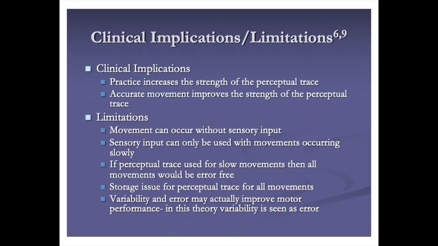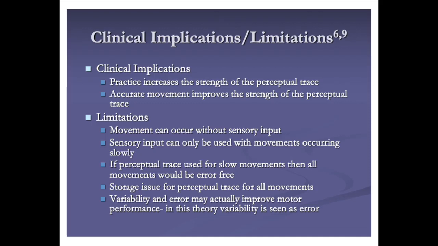If we apply Adam's closed loop theory then to the clinic, some clinical implications. Well, practice is going to increase the strength of that perceptual trace. That trace that you compare your movement to and the sensory input that you're getting, and then you use to update the movement. So with more repetitions, the accuracy of the movement would actually improve, and it would improve in relation to the strength of the perceptual trace. So more repetitions, your perceptual trace gets stronger, therefore it produces more and more accurate movement.